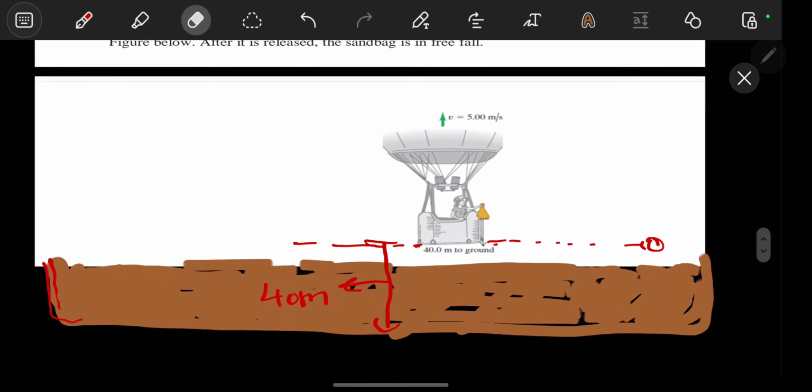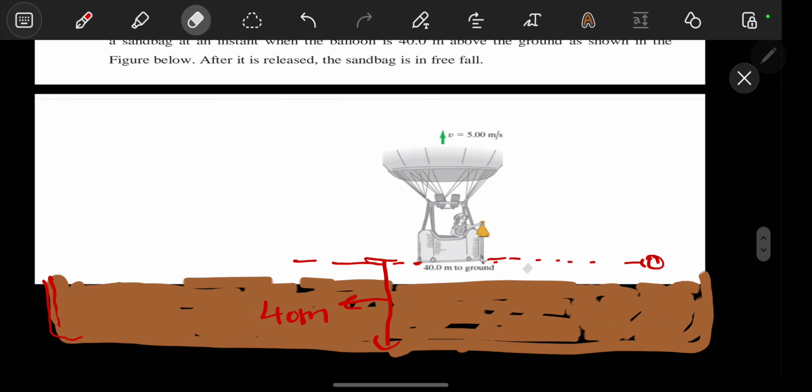So firstly, we have been told that it is in free fall, meaning to say the only force acting there is gravity, ignoring the air resistance. So we have the distance from here up to here. We are told that that distance is equal to 40 meters. Now, the way it is, we are going to assume that the sandbag will continue moving up even at the point of release.